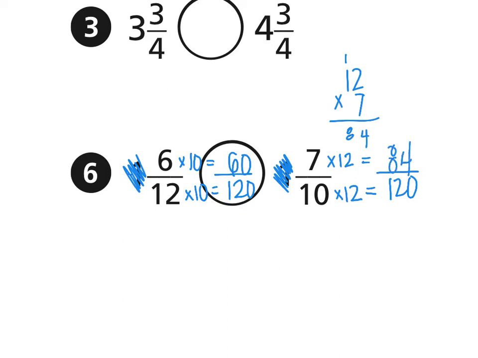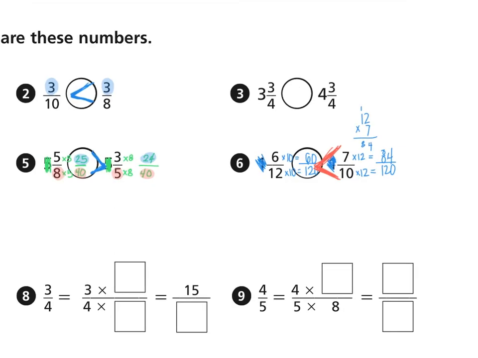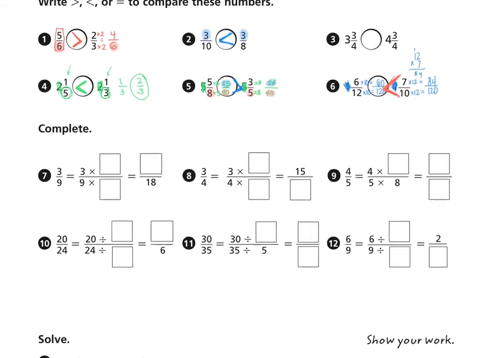Okay. So now which one's bigger? 1 and 6/12 or 1 and 7/10? 1 and 7/10. Yes. Nice work, Michaela. That was tricky. All right. Fourth graders, you've done a great job. Let's just look at what they've done on the bottom here.